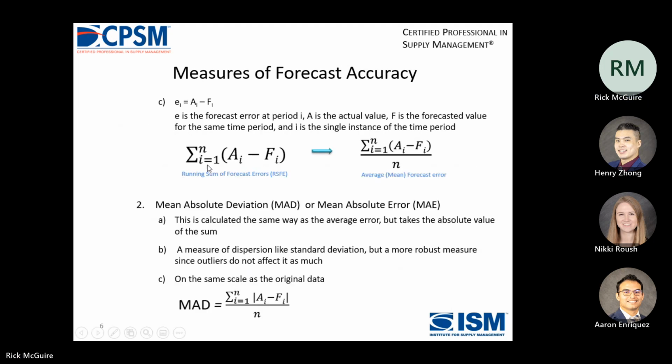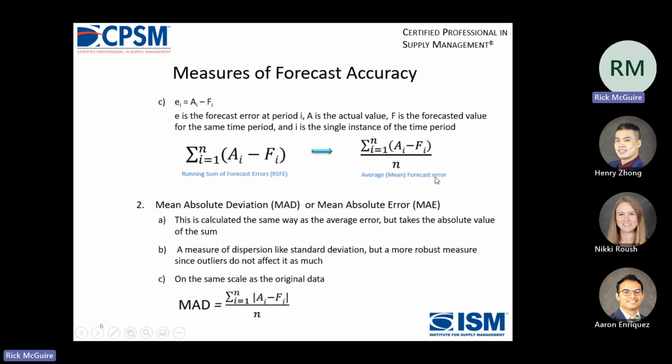So it's always the actual minus the forecast. And your little math symbol here, summing up 1 to n, actual minus forecast in period i. This is called the running sum of errors, the RSFE, and it's kind of basic to a lot of the formulas that they use for forecast error.